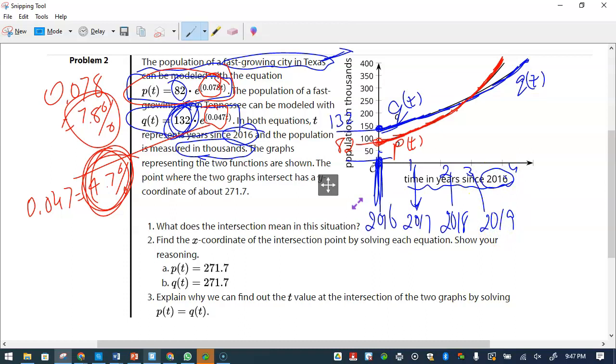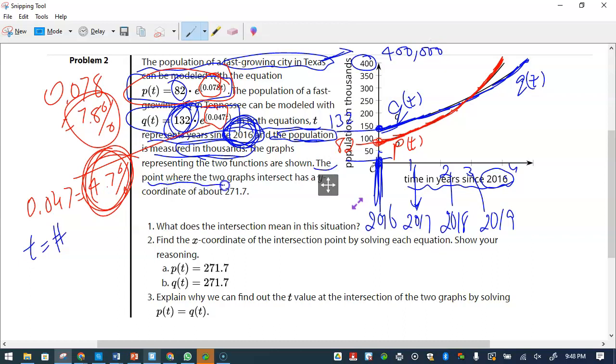Now, what the question says is, in both equations, T represents years since 2016 and the population is measured in thousands. So it's just to show you that T stands for the number of years passed since 2016. And the population is in thousands. So if this is 400, it means 400,000. Now the question is, everything is shown.